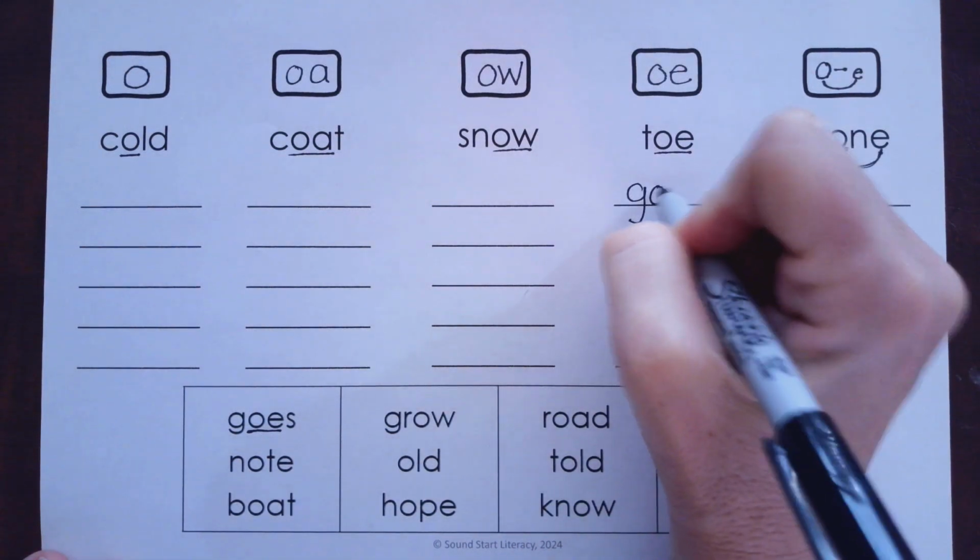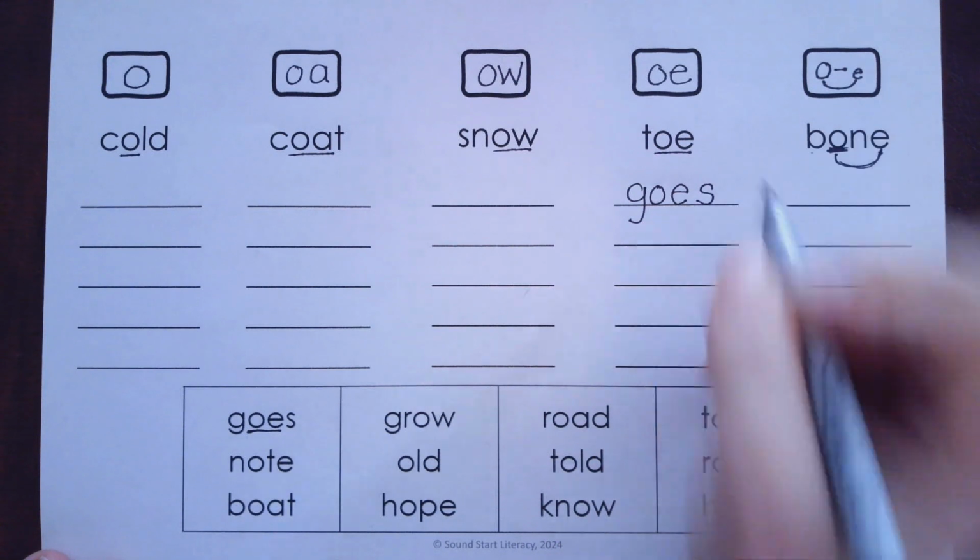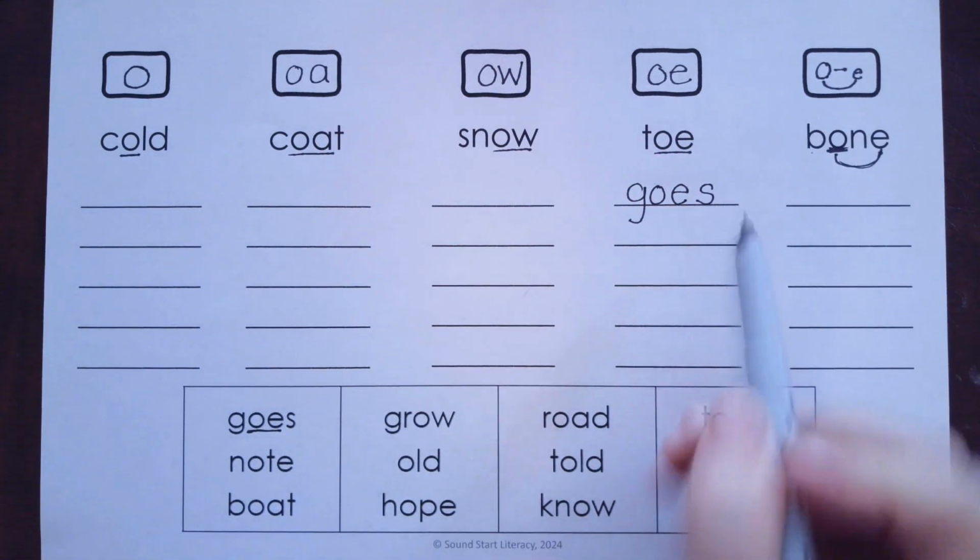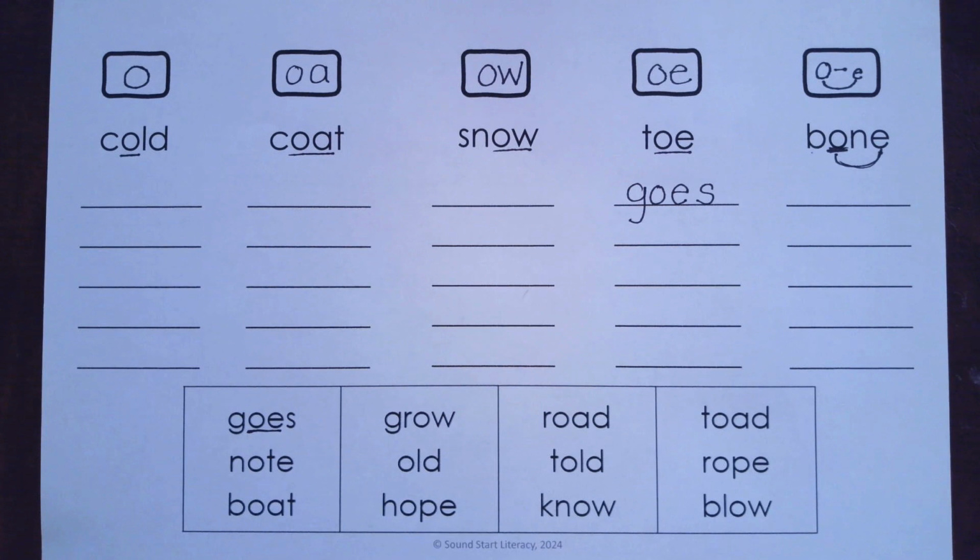G, O, Z. Let's read it back. Goes, as in she goes shopping. So you'll want to use these words in sentences as you're going along, especially if it's a word you think the students might not know.